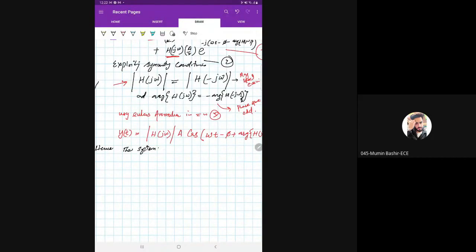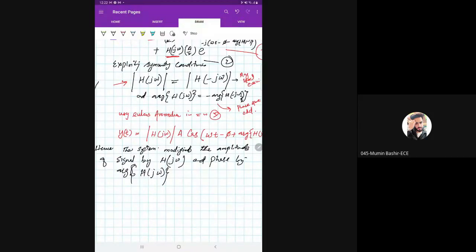Hence this system modifies our input. It modifies the amplitude of the signal by h of j omega, and phase by argument of h of j omega.